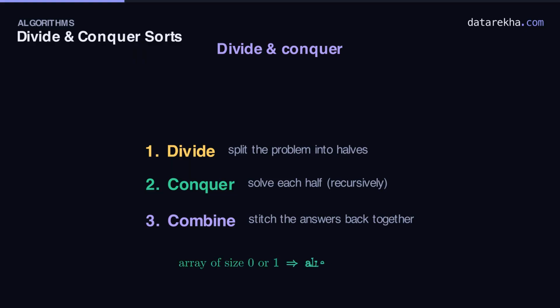For sorting, the tiny pieces are trivial. An array with 0 or 1 element is already sorted. That is our base case. The only question is how we combine. Merge sort and quicksort answer it in beautifully different ways.